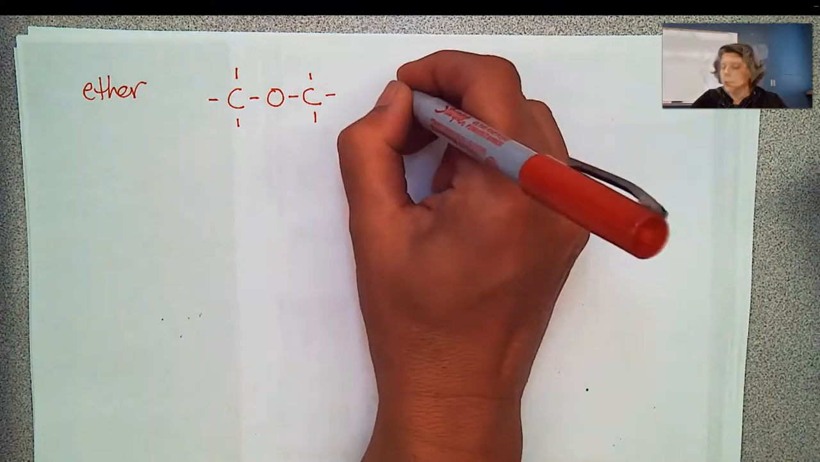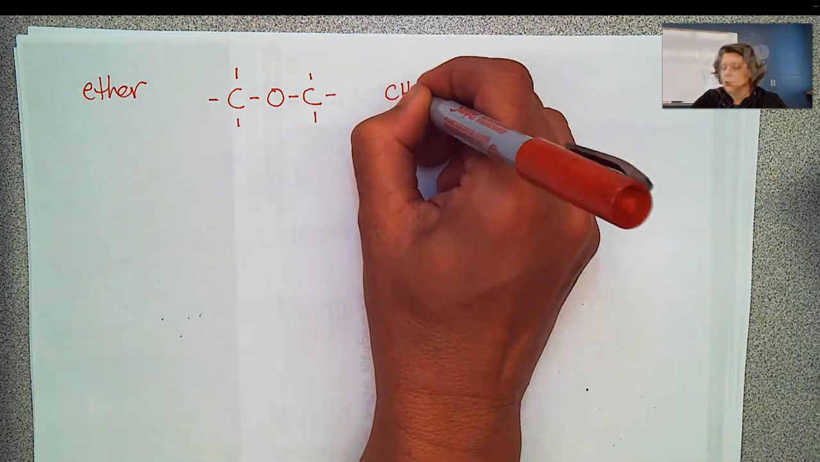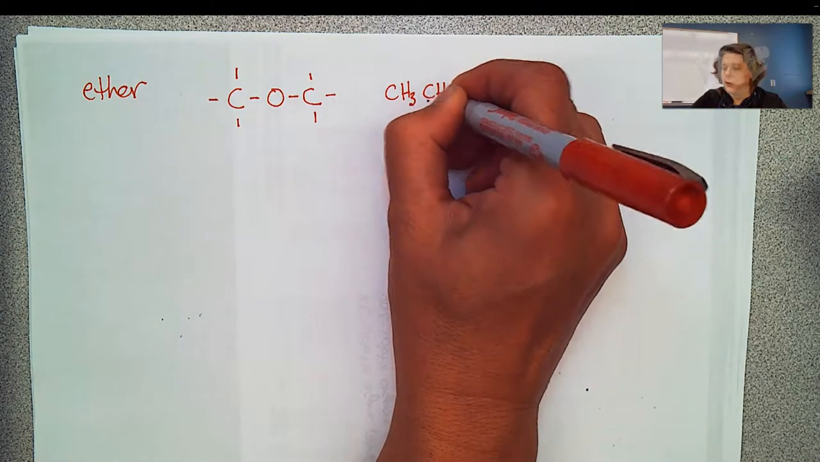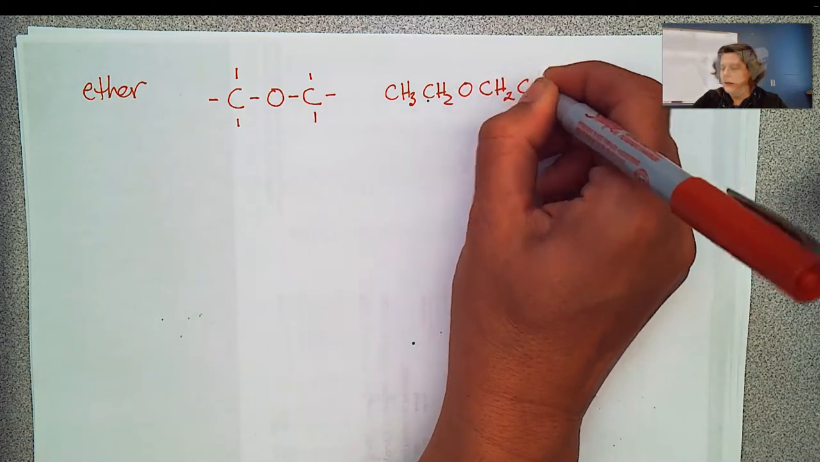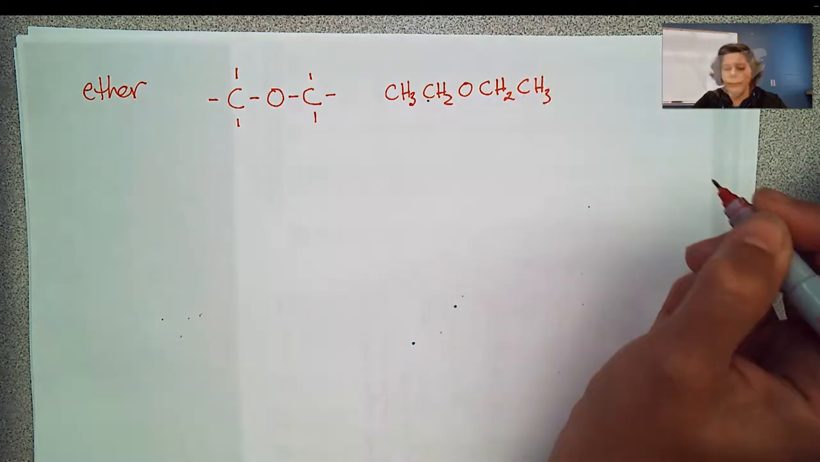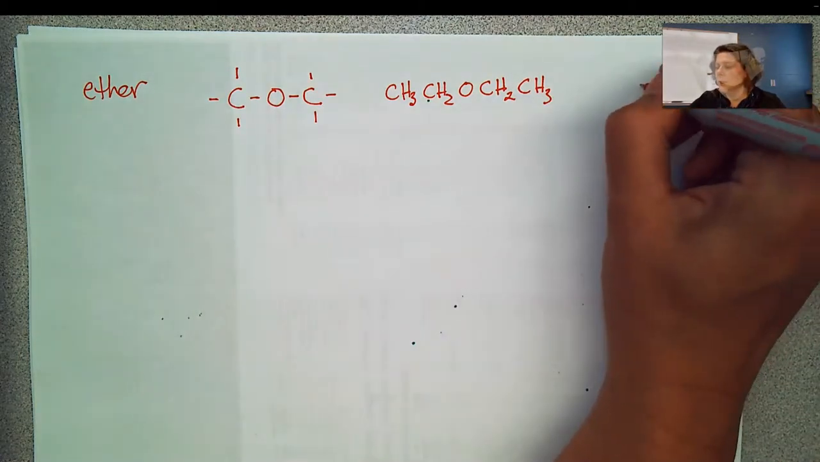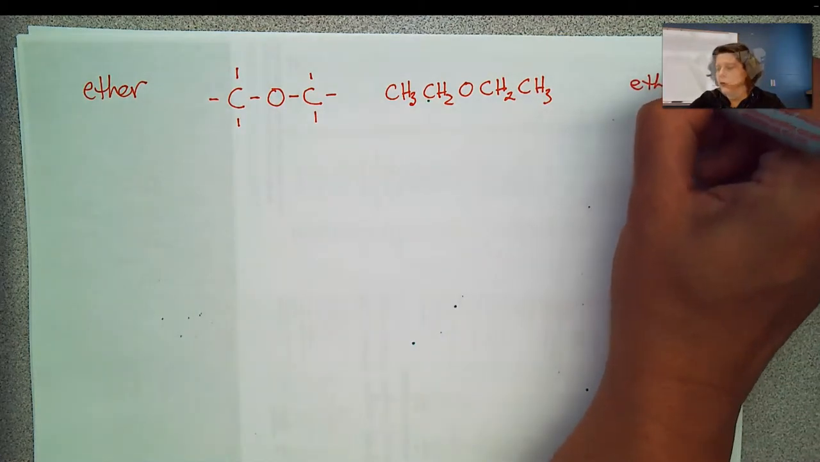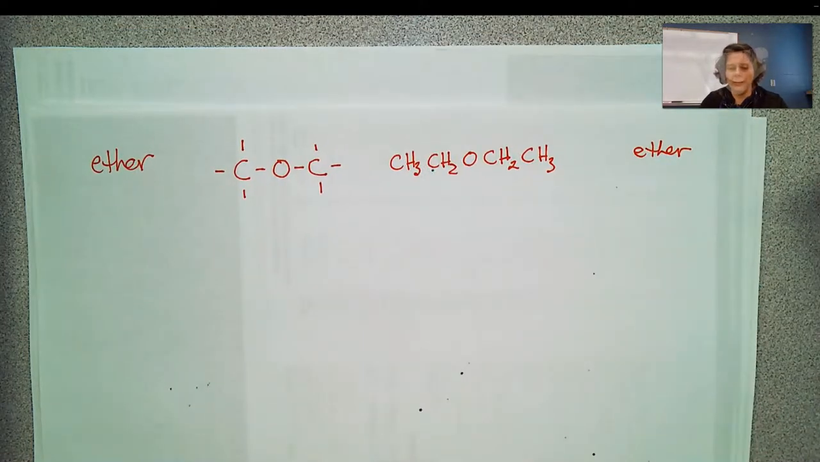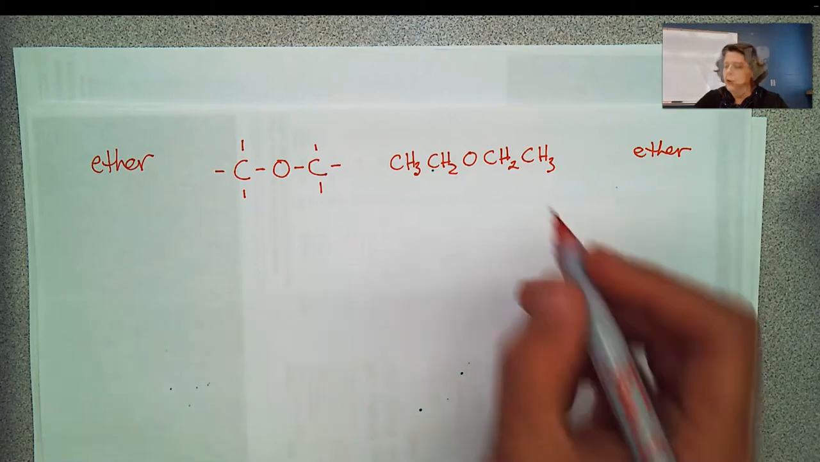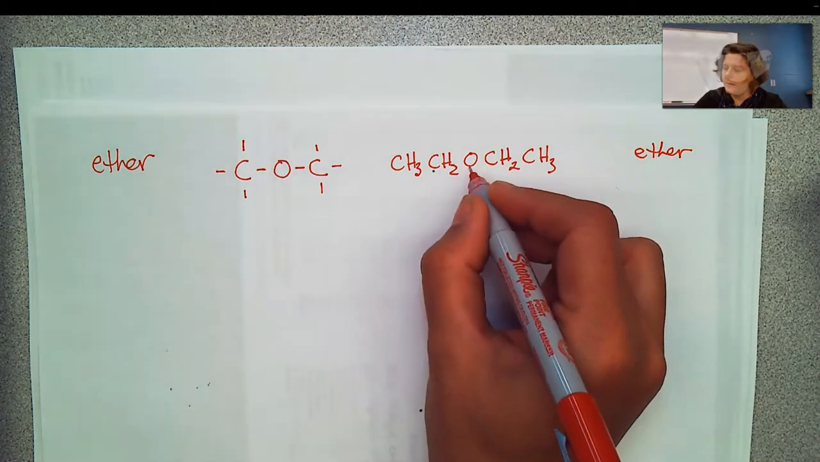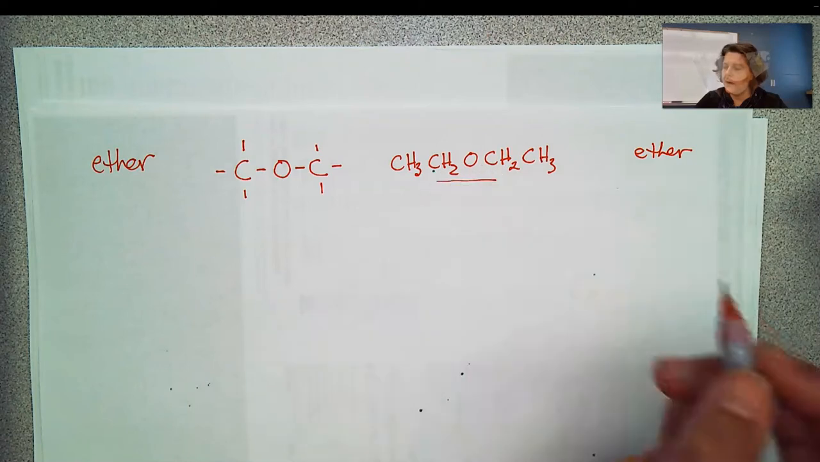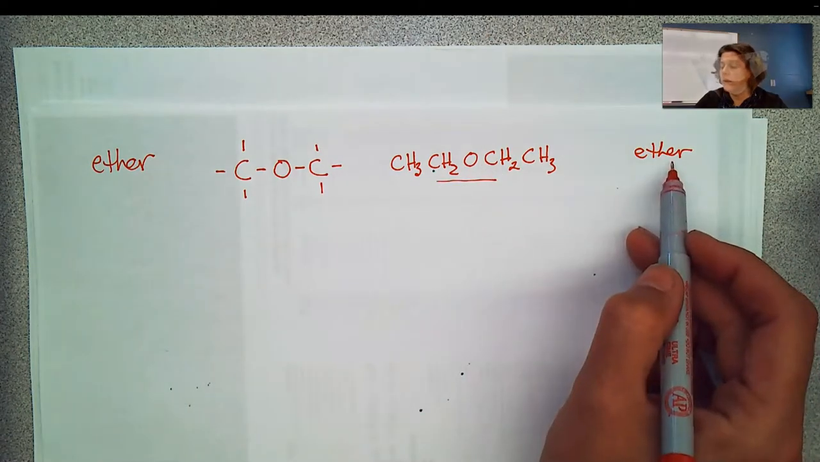So an example of that would be CH3, CH2, O, CH2, CH3. And the functional group name is just ether. Okay? So we have our little functional group in the center here. We have a carbon, oxygen, carbon. Here's our middle part of it. So we know it's an ether.